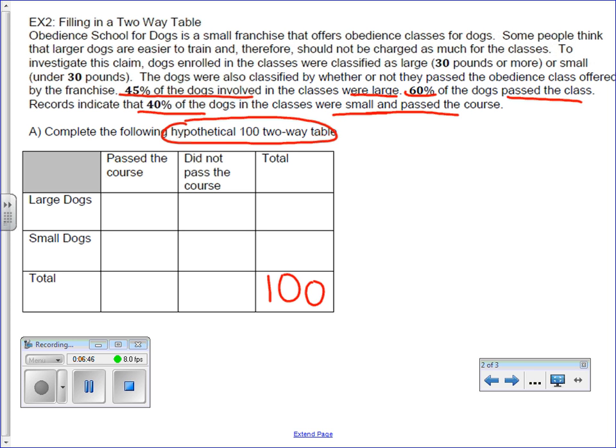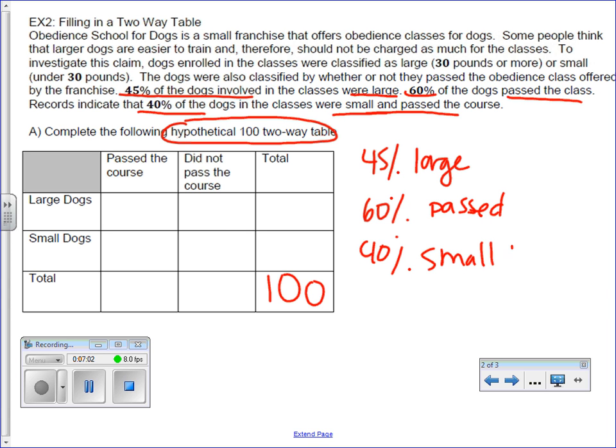Okay, so let's fill in the information that we have. 45% of the dogs were large, 60% passed, and 40% were both small and passed. Well, first of all, 45% of 100 is just 45, 60% of 100 is just 60, and 40% of 100 is just 40. So easy conversion, we can just write the numbers when we fill in the table.